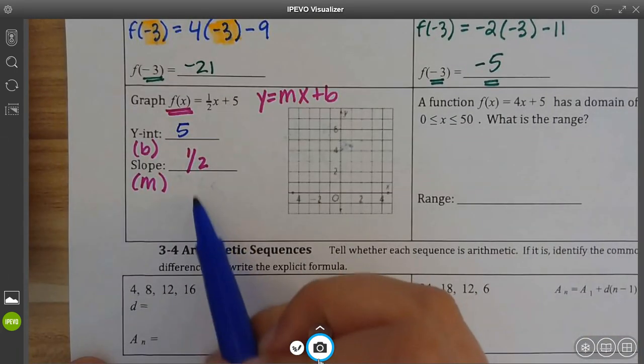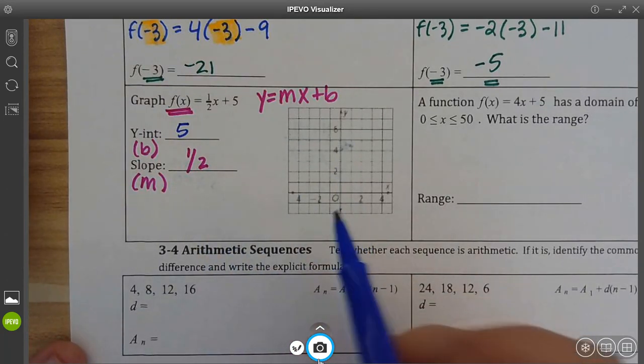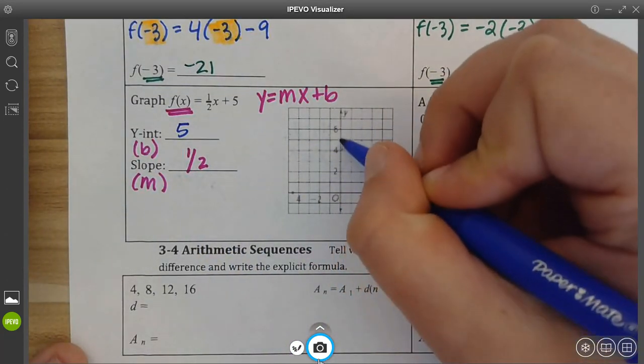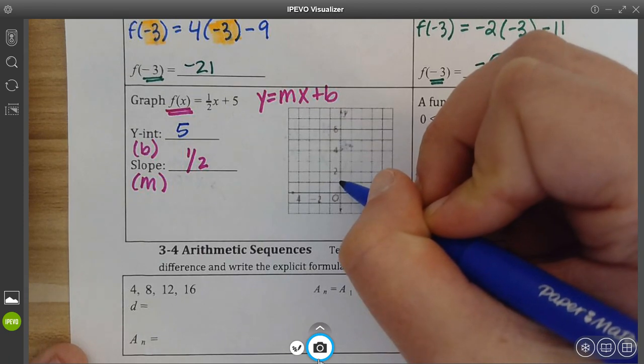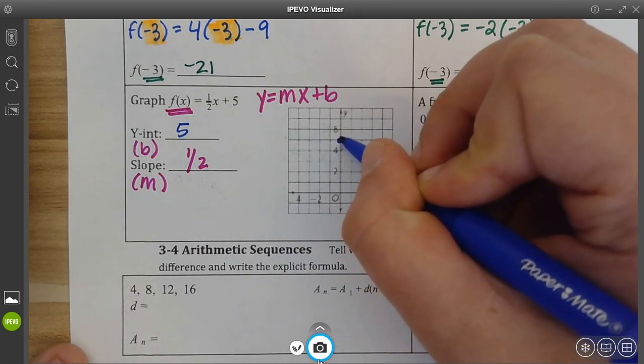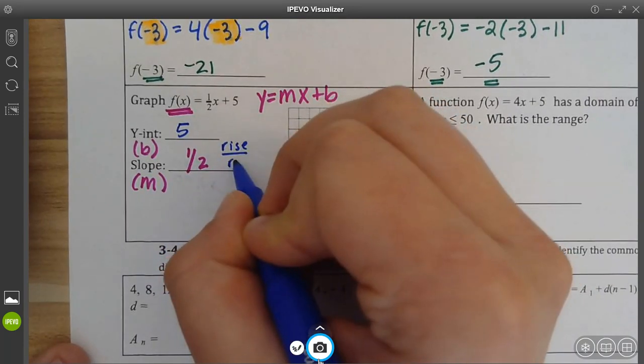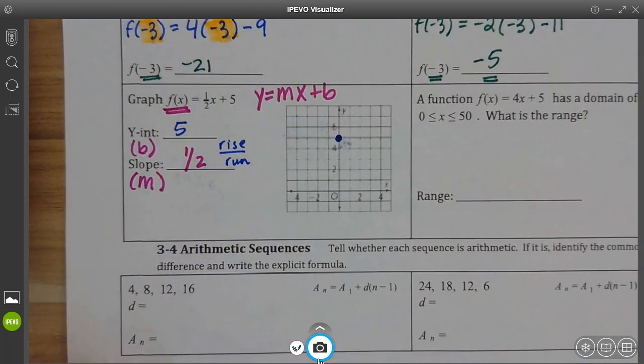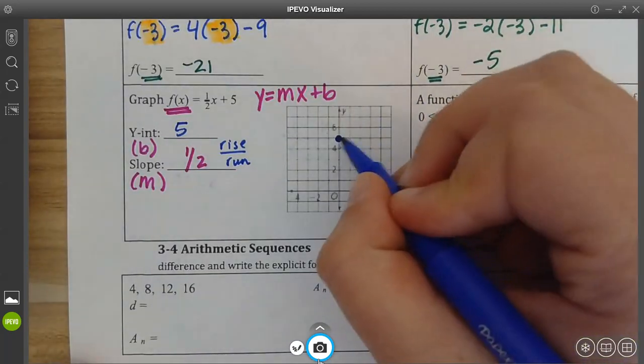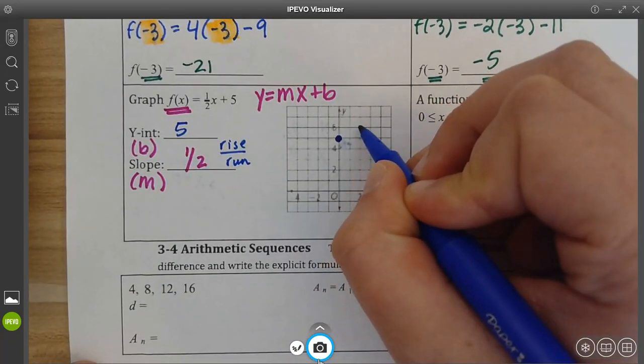With those two values, we can go ahead and graph our equation. My y-intercept is the first point that I'm going to plot. So I'm going to go up 1, 2, 3, 4, 5, and put a point. Remember, this is rise over run, kind of how we classify our slope. I'm going to rise 1, and I'm going to run 2.